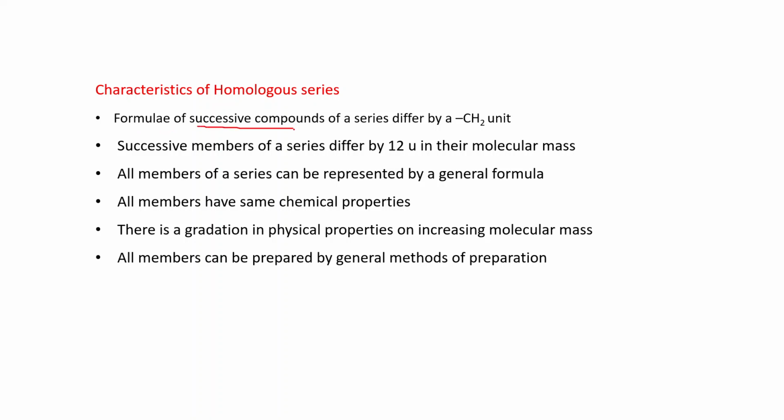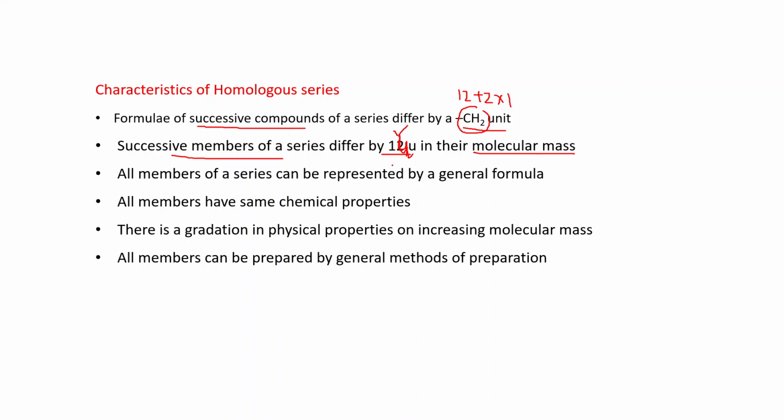Now, what are the characteristics of a homologous series? The formulae of successive compounds of a series differ by a CH2 unit. Clear? Successive members of a series differ by 14 u in their molecular mass, because the mass of the CH2 group is 14. Sorry, wrong, it will be 14, not 12. Because carbon is 12 and two atoms of hydrogen, and the atomic mass of hydrogen is 1, that's why this will be equal to 14.